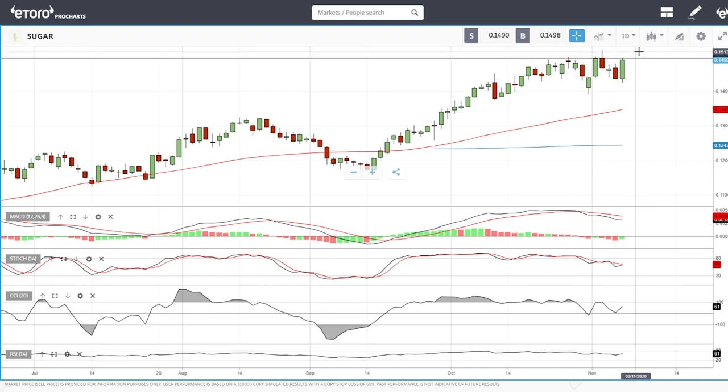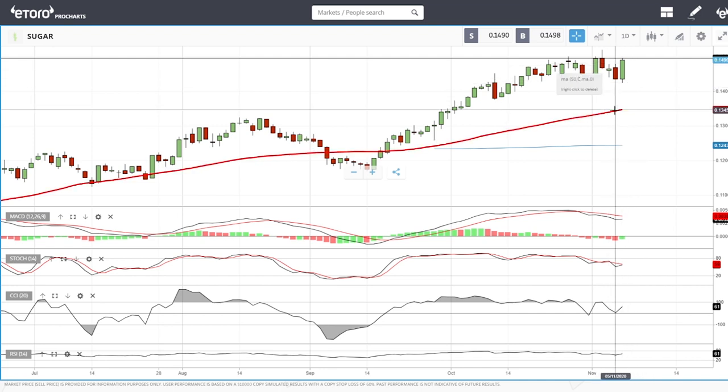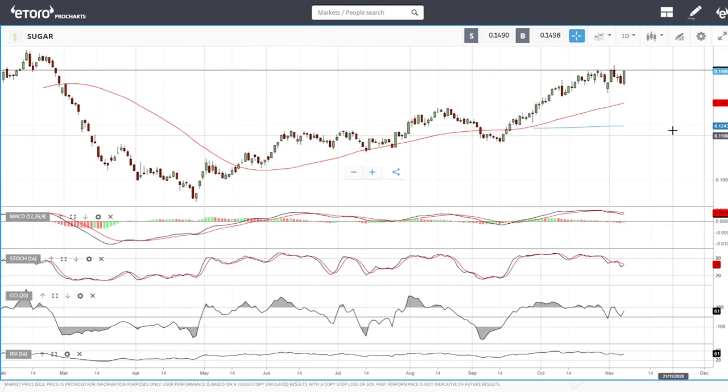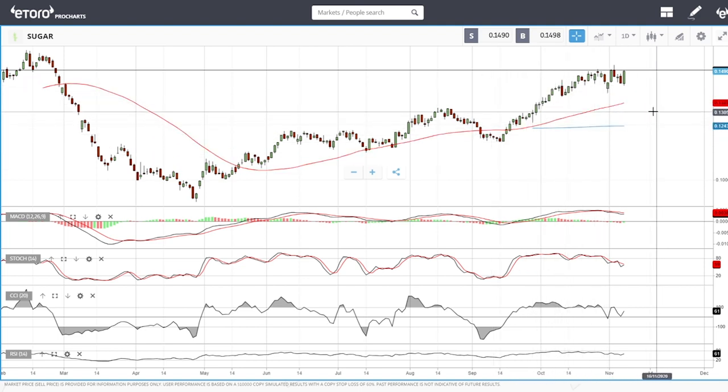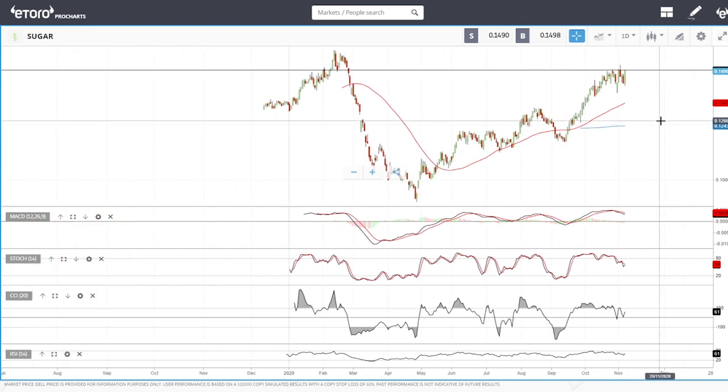If this breaks, then we are going to 0.1518. If we break below this, then we are going down towards the 50 moving average. I do expect this market to probably go sideways or go a little bit down towards the 50 moving average. We are fairly overextended, but a break above this will open the door to these very highs. So just keep that in mind.